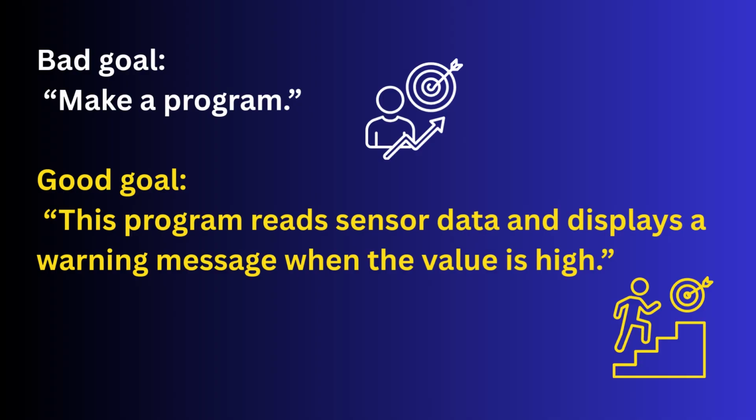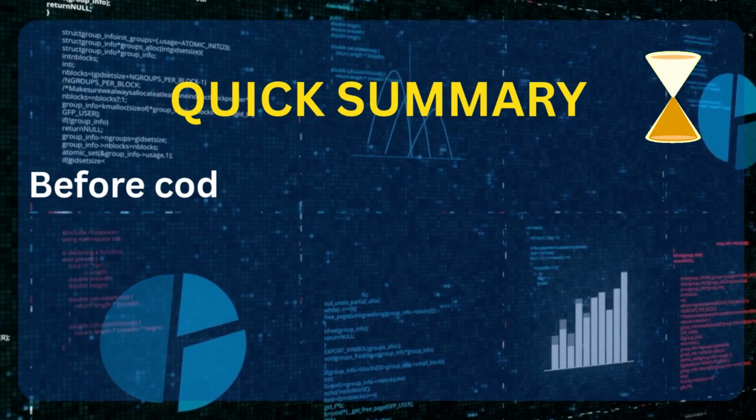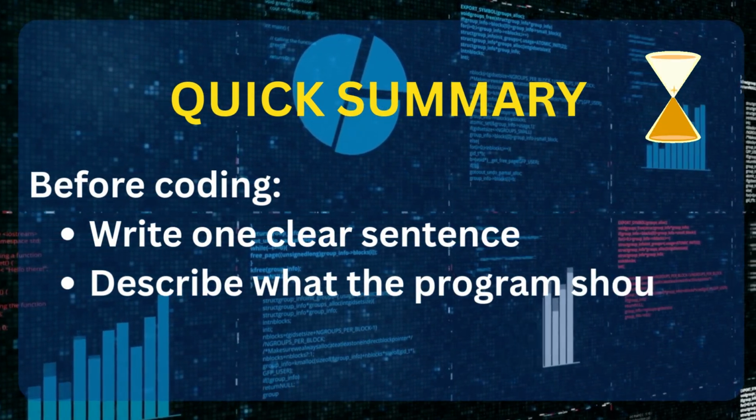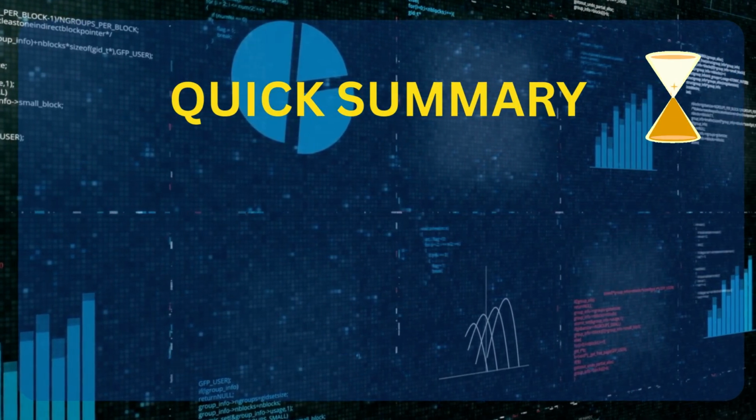Bad goal: make a program. Good goal: this program reads sensor data and displays a warning message when the value is high. See the difference? Clear goal equals clear code. Let's quickly summarize step 2. Before coding, write one clear sentence. Describe what the program should do. Keep it simple. This one step can save you hours of debugging.